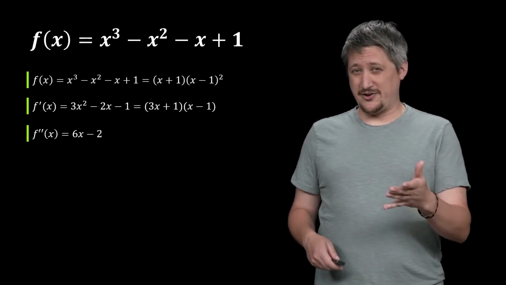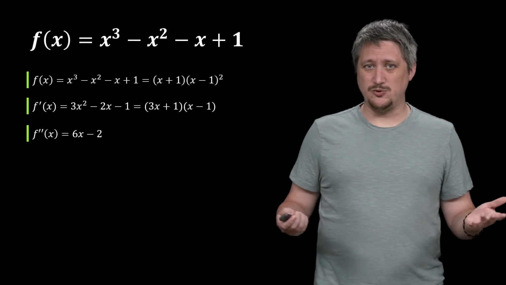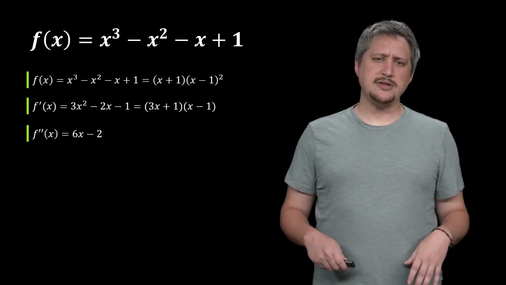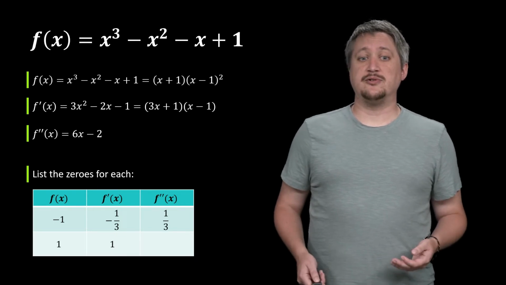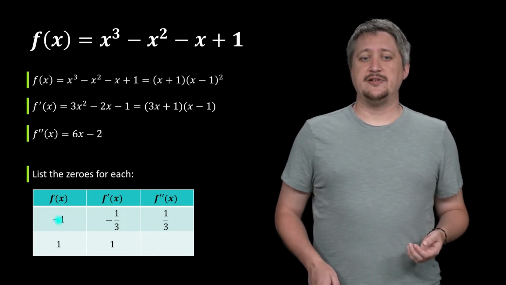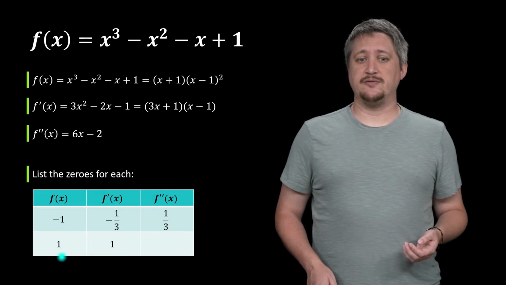I don't really need to factor because it's sort of close enough. I could pull out a 2, but I'm not going to worry about that. The reason I wanted to factor was because I want to find the zeros. So I'm going to record those zeros, right? So I have f of x has the zeros at -1 and 1, right?